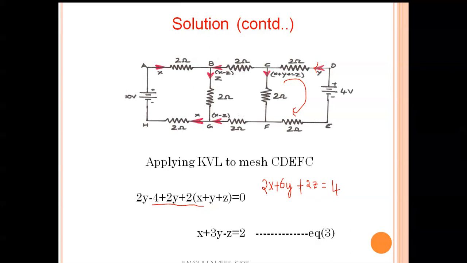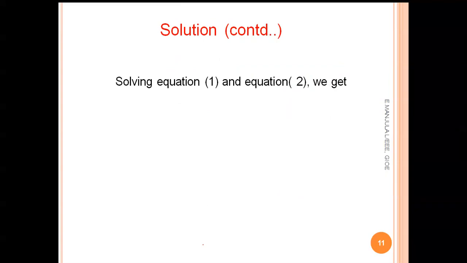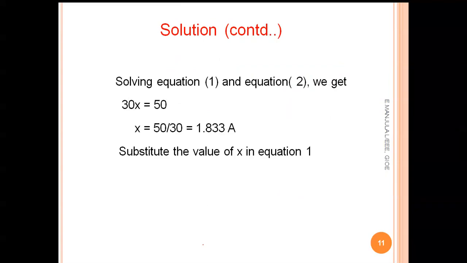So this will be minus 2z. Okay, so 2 will get cancelled, and you will get the third equation: x plus 3y minus z is equal to 2. By solving equations 1 and 2, then you will get 30x is equal to 50, and x is equal to 50 by 30, which is equal to 1.833 amps.